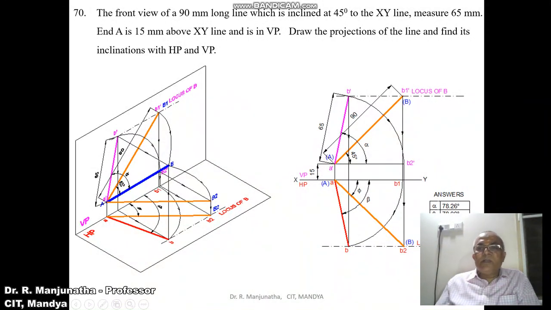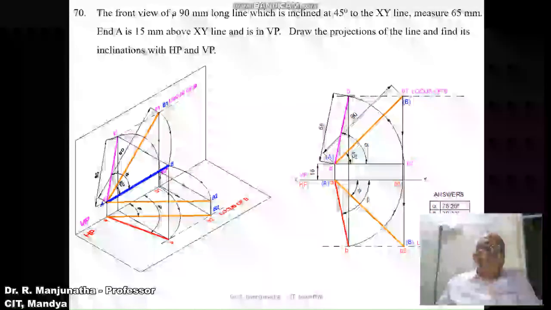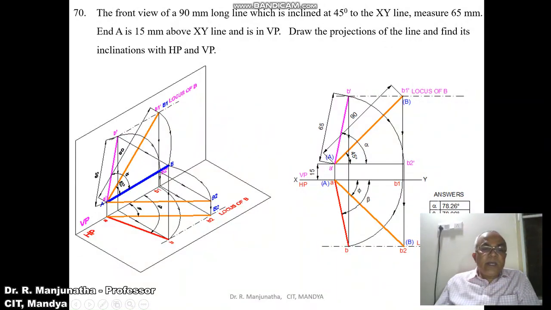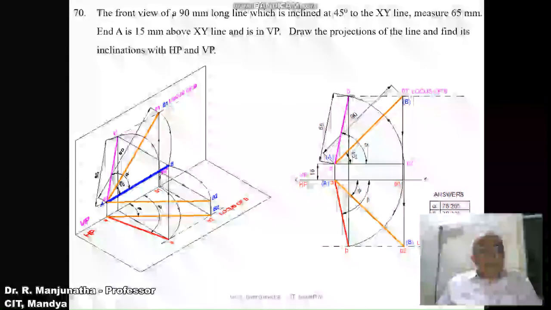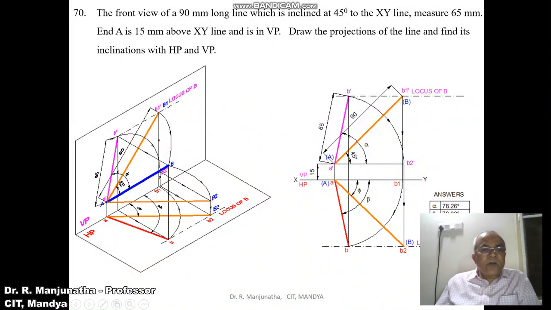So you're going to get the true length here. But already we got the true length because it is already given in the problem. So to countercheck that, we can do like this. So that is what we are doing here. So once you get this point, now we got the top view point. So already the true length is there in the top view.